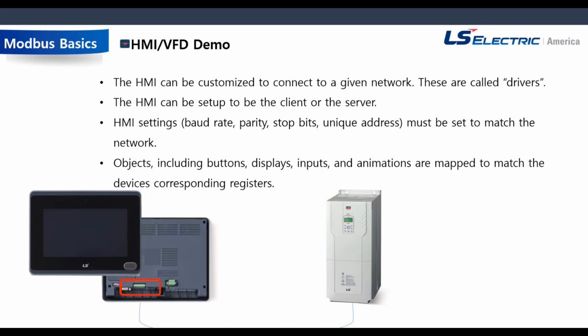So the HMI includes a bunch of objects, and those objects are buttons, displays, numeric inputs, numeric outputs, animations, switches, all kinds of stuff. I have a pre-written program that we made here, and I'll show you, hopefully to understand all the stuff we've been talking about. You'll see how it all works together. These are actually mapped to match the device's corresponding registers. I'm going to show you the program, and I think it'll all make sense. So let's see it work together.